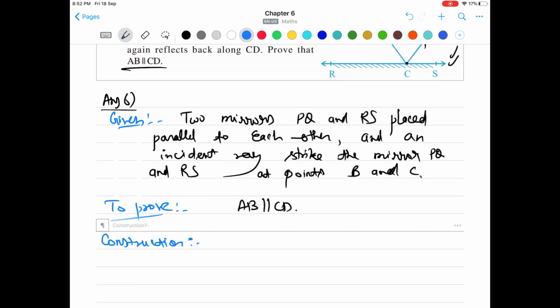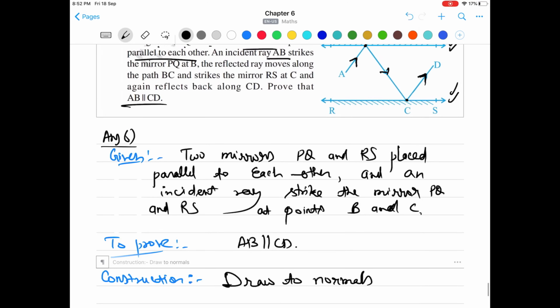Okay, construction here is, draw two normals. Construction is draw two normals.